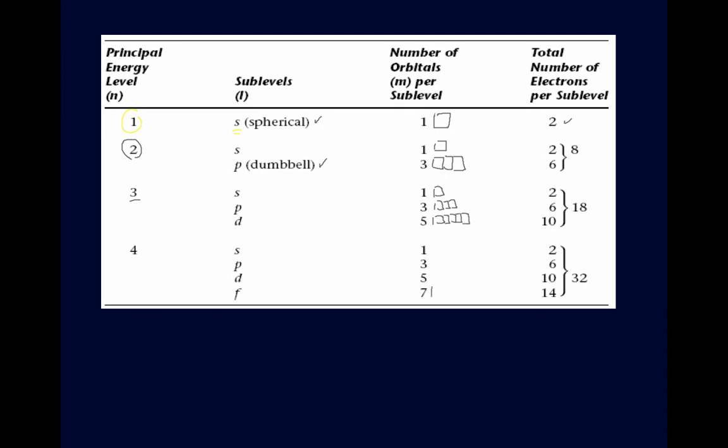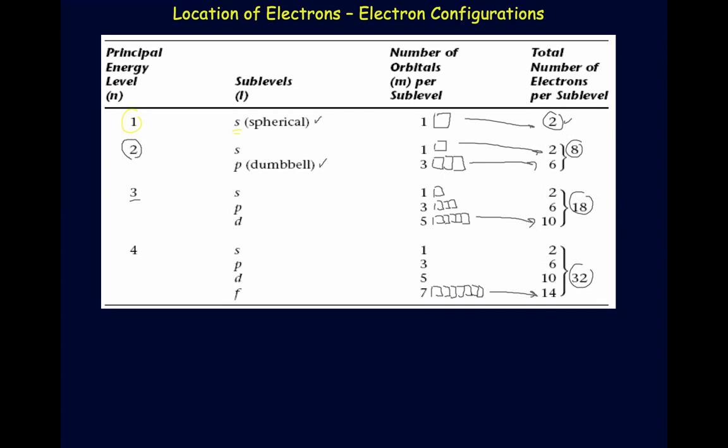And then down here you'd have seven, before 5, 6, and 7. And again, S always holds 2, P always holds 6, D always holds 10, and F always holds 14. So that's where you get the totals of 2, 8, 18, and 32. All right, so that's the idea. But just a quick thing in this video. This is not going to be a long one. It's just some ideas, some guidelines to doing this.